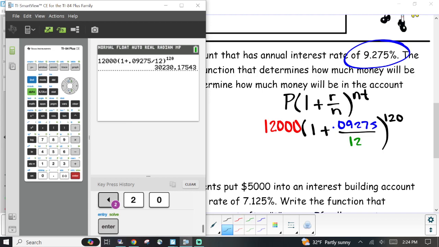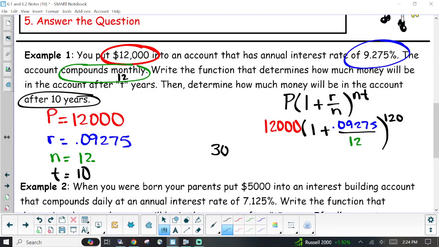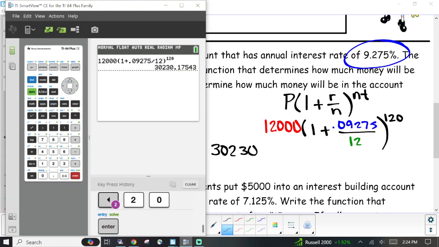But like I said, you have to be careful because you're going to have an N value here. When we did growth and decay, the N was there, it was just a 1. Now it changes because interest is compounded at different rates. So this means that this $12,000 that sat in his bank account ended up being $30,230.